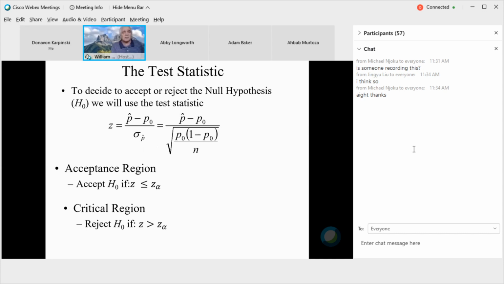It's only those values that indicate HA should be accepted. You reject H0 if Z is greater than Z sub alpha. Reject H0 if Z is greater than Z sub alpha, accept it if it's less than or equal to Z sub alpha.